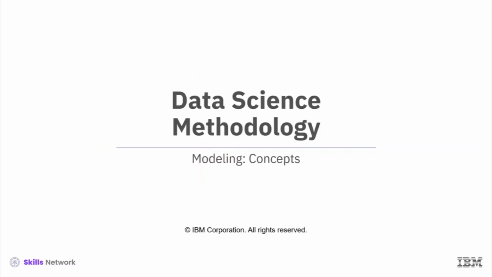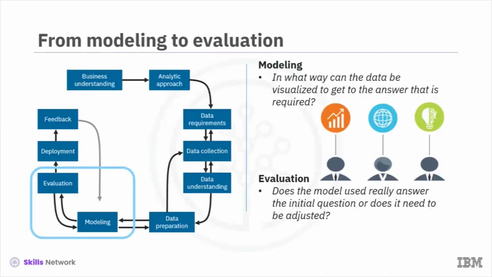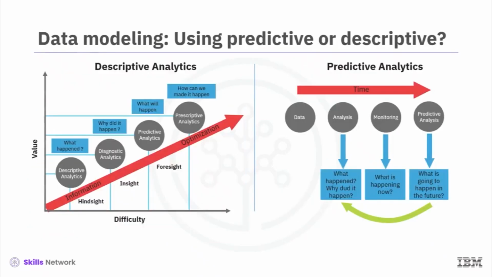Welcome to Data Science Methodology 101, From Modeling to Evaluation, Modeling Concepts. Modeling is the stage in the data science methodology where the data scientist has the chance to sample the sauce and determine if it's bang on or in need of more seasoning. This portion of the course is geared towards answering two key questions. First, what is the purpose of data modeling? And second, what are some of the characteristics of this process?